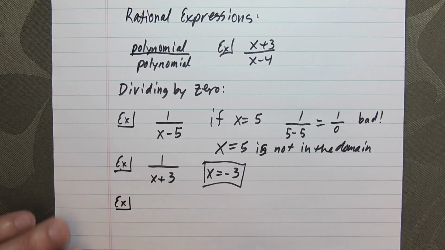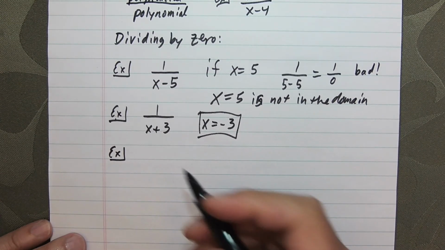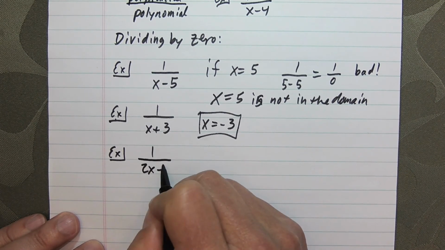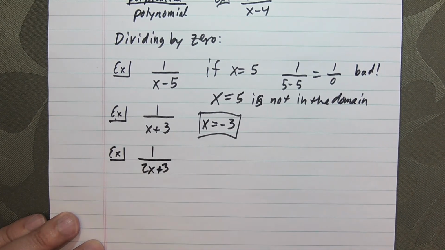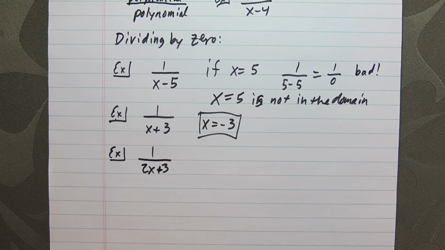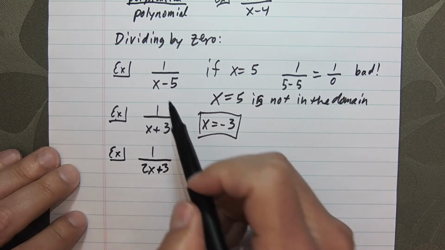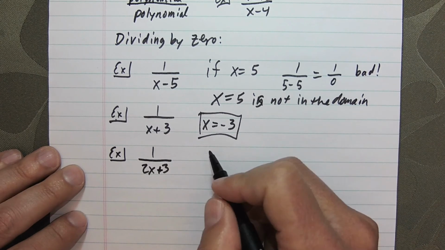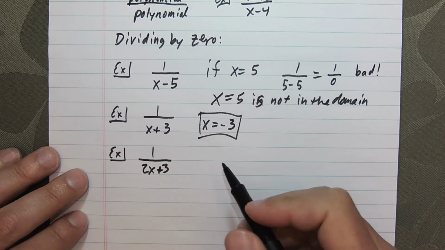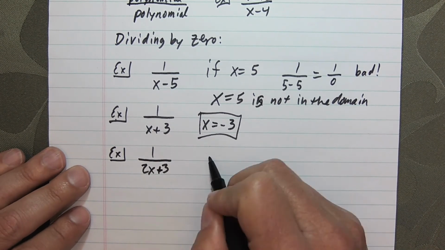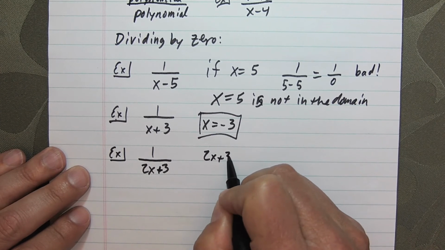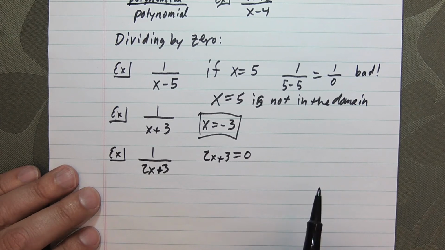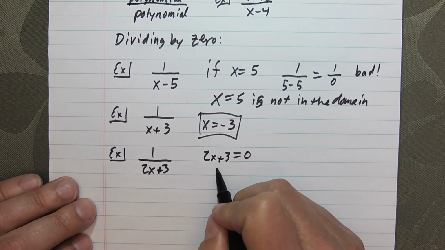Now it gets more complicated. So if I have 2x plus 3, then it's not as obvious. Like this one was kind of obvious, the 5 minus 5 or the negative 3 plus 3. So what we can do to hammer this down a little bit smoother is we can say 2x plus 3, and we can set it equal to 0, because we want to know where the denominator equals 0. Okay.